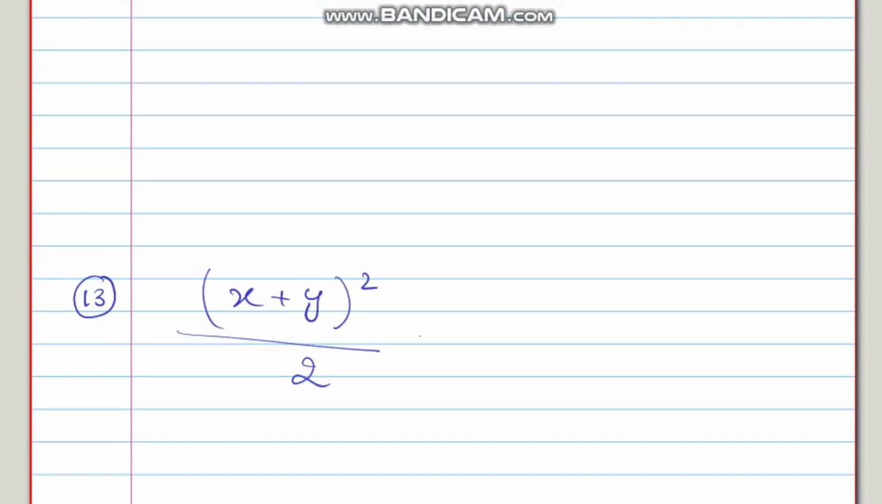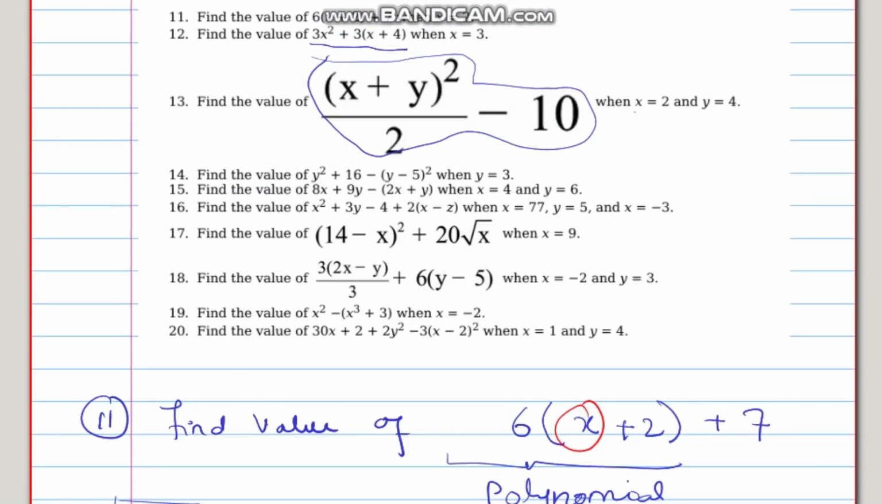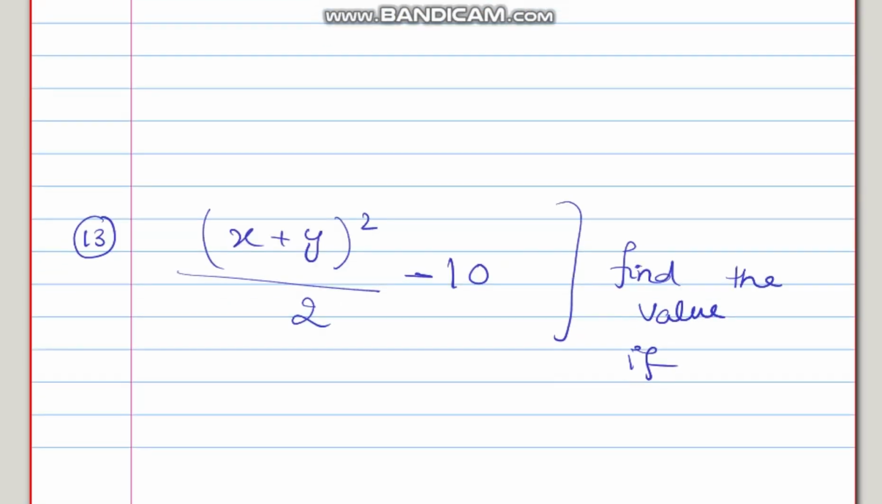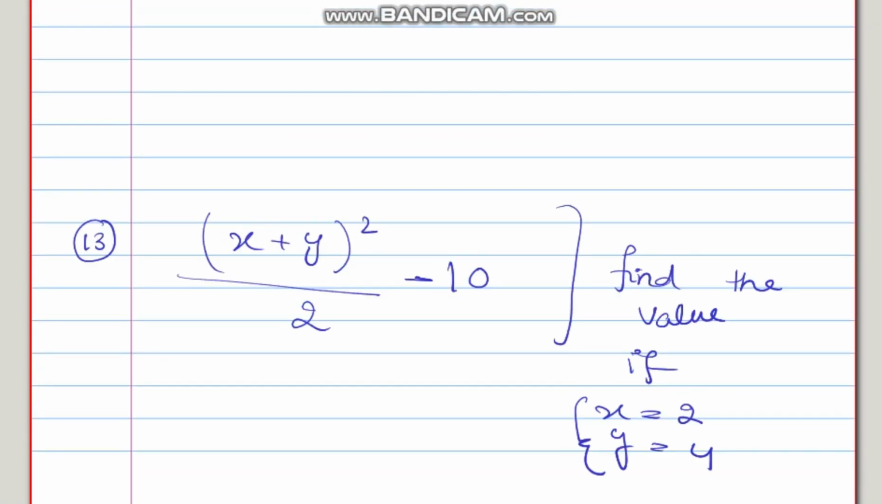And in the question, he told us to find the value of this. Find the value if the question tells us x is equal to 2 and y is equal to 4. These are the values. Now this is a very simple question. Just put 2 in place of x and 4 in place of y. This is the simple methodology of this question. Let me replace the thing.